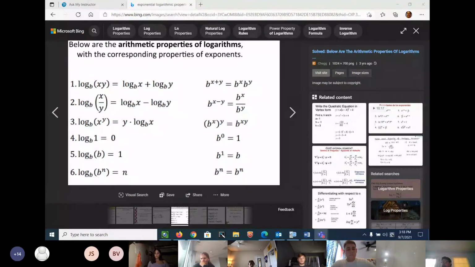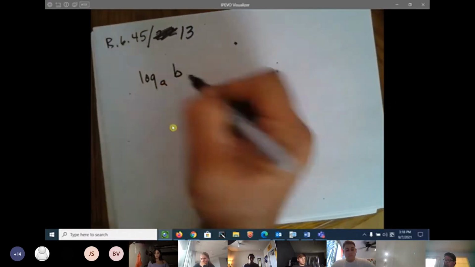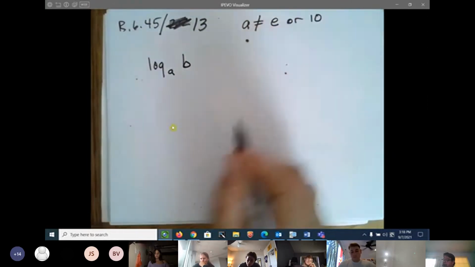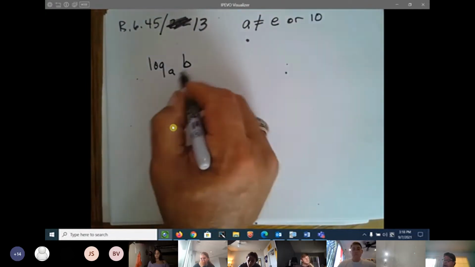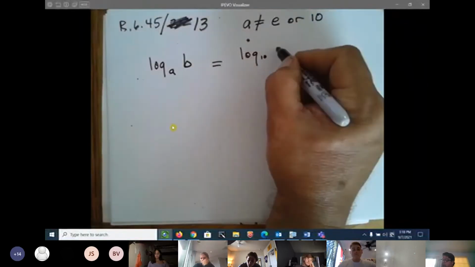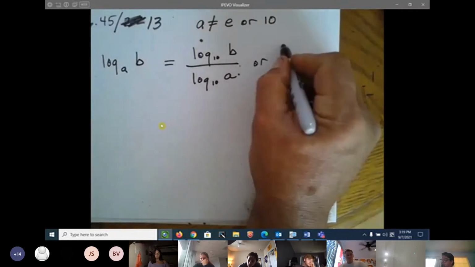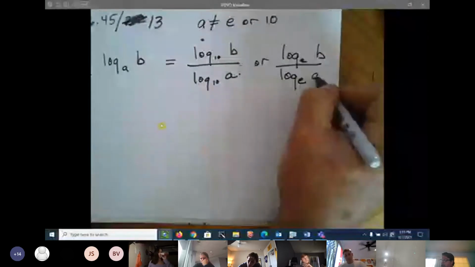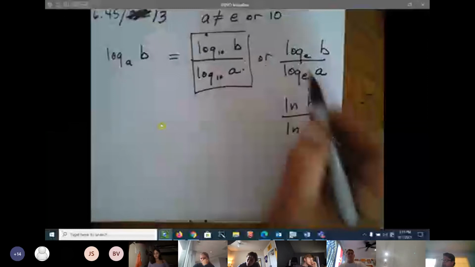All right, I'm just going to show you the change base formula. The change base formula basically says if you have log base A of B and A does not equal E or 10, because if it's not base E or base 10, your calculator can't calculate it, then you rewrite it as log base 10 of B over log base 10 of A. Or you could do log base E, which is the natural log, so that would be the natural log of B over the natural log of A. So you can do this, or you can do this.